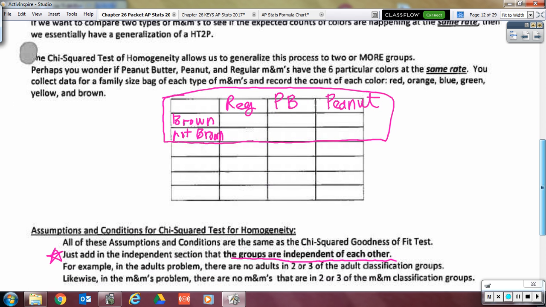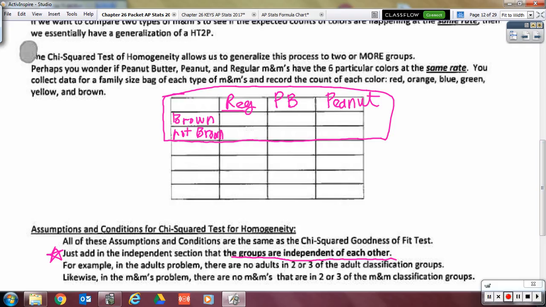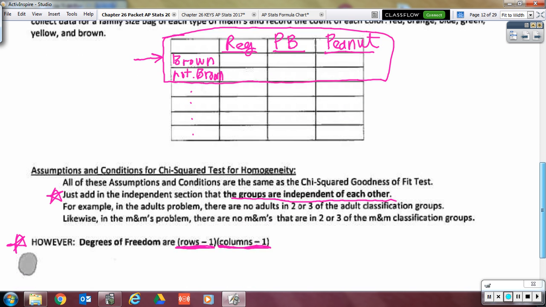Here is one other example. What if we were wondering whether or not regular M&Ms, peanut butter M&Ms, and peanut M&Ms have brown M&Ms at the same rate? We don't do all the colors. We would just do one particular color, so we would have brown and not brown. Doing all the colors, brown, red, yellow, blue, green, and so on, we're going to talk about tomorrow. That's the third kind of test. But just one particular item across those three groups is the chi-squared test of homogeneity.